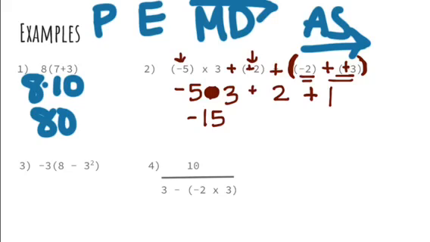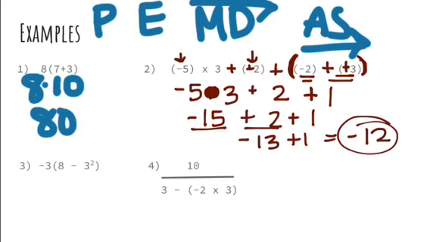There's no division, no more multiplication, so I'm going to bring everything else down. And now I just add from left to right. Negative 15 plus 2 gives me negative 13, plus 1. Negative 13 plus 1 gives me negative 12.